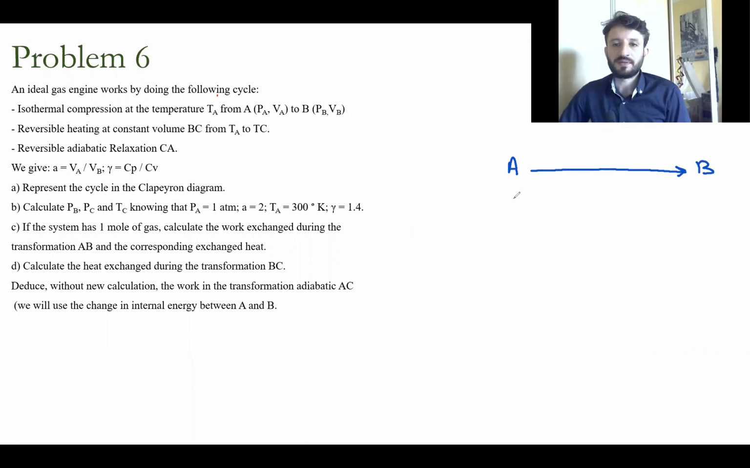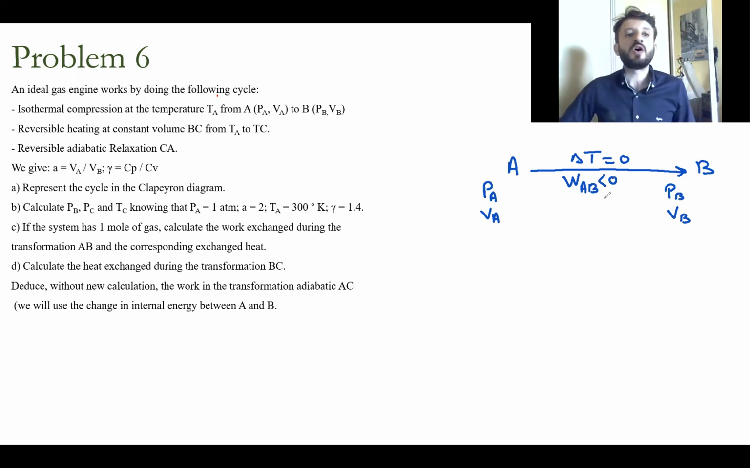We go to state B. At A, we have PA, VA, and here we have PB, VB with an isothermal compression. So when we have a compression, in this case isothermal, it means delta T equals 0. And when the volume decreases, we have a negative work done by the gas. So the work done during this process must be negative because the volume is decreasing.